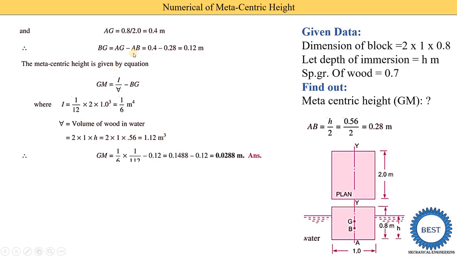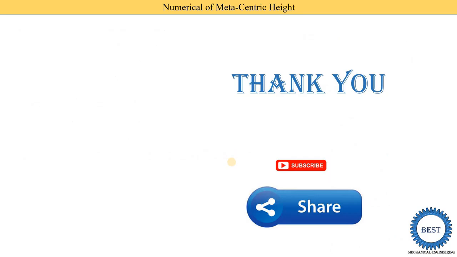Now we put all these three values in the equation of the metacentric height. First we put this value of I. It is 1 by 6 into this volume of wood in water, it is 1 divided by 1.12, minus BG. It is 0.12. So we get this answer of metacentric height as 0.0288 meter. So here we solve our numerical.